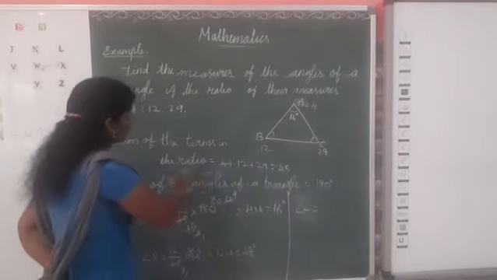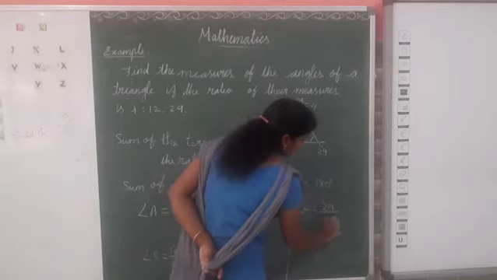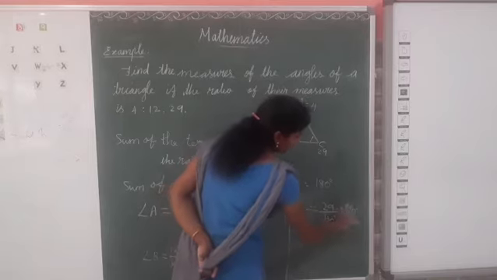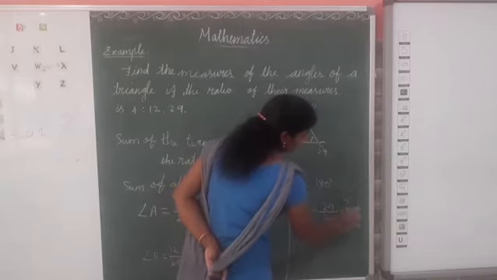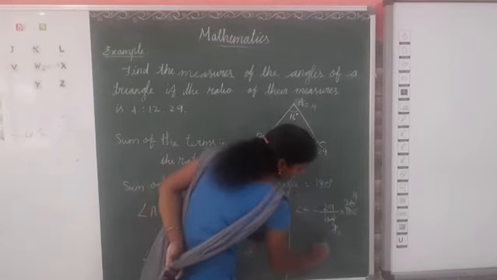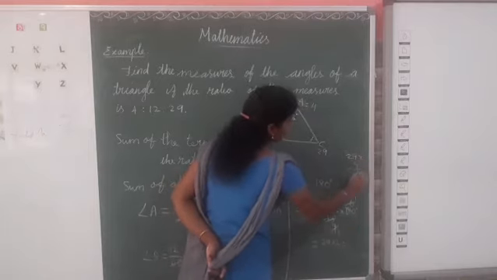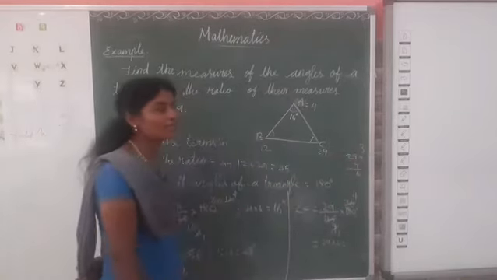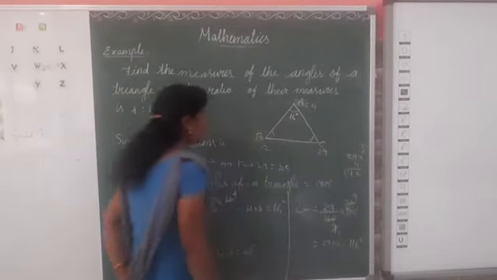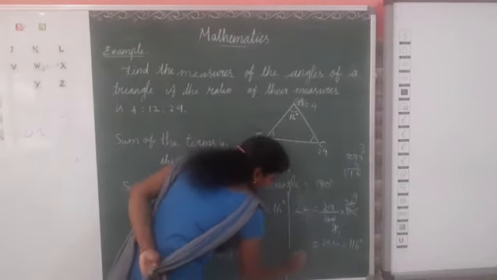Then angle C is equal to, what is C? C is equal to 29 divided by 45, the total ratio, into 180 degrees. Now 9 fives are 45, and so on. 29 into 4 is equal to 116 degrees.